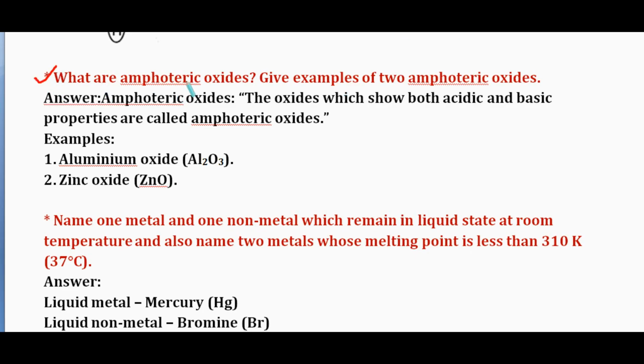Next is what are amphoteric oxides? Give examples of two amphoteric oxides. The oxides which show both acidic and basic properties are called amphoteric oxides. Examples: aluminum oxide, that is Al2O3, and zinc oxide, that is ZnO.